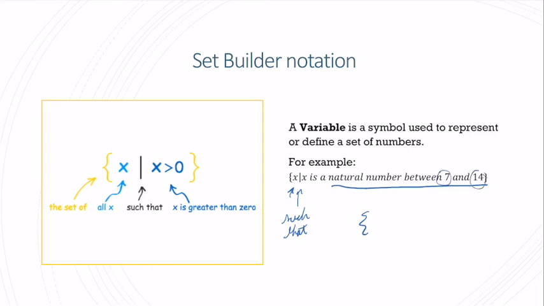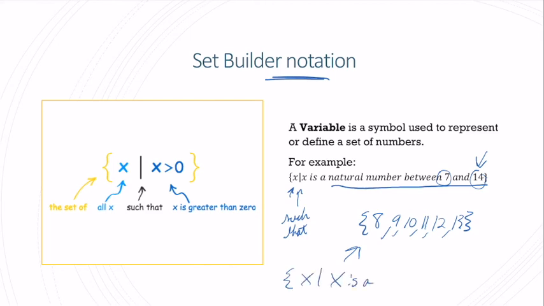It doesn't say including, it just says between. So I could say 8, 9, 10, 11, 12, and 13. So I can write all the elements in a finite set, or I can describe it using set builder notation. Now, set builder notation is really great when we have infinitely many elements. Like if I just said x such that x is a natural number, that set is infinite. It goes all the way from 1, and goes on and on forever. So set builder notation is a nice way for us to write our sets using words.